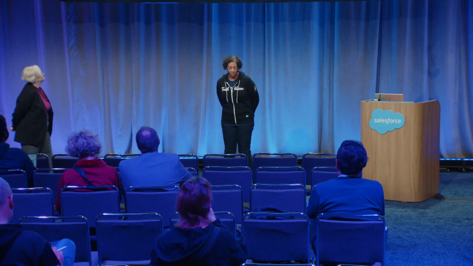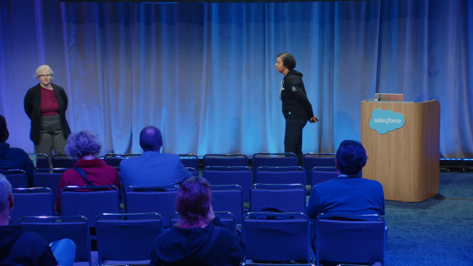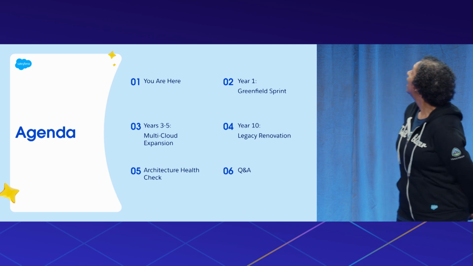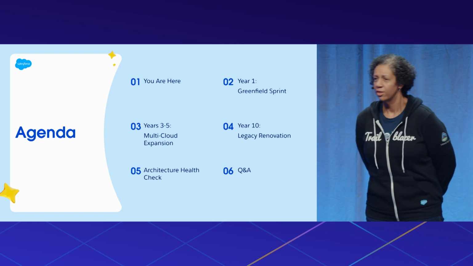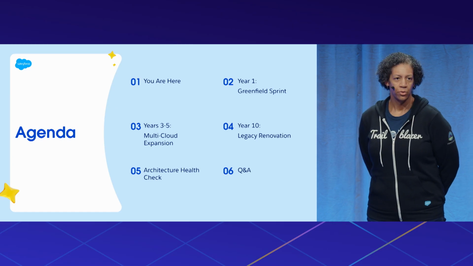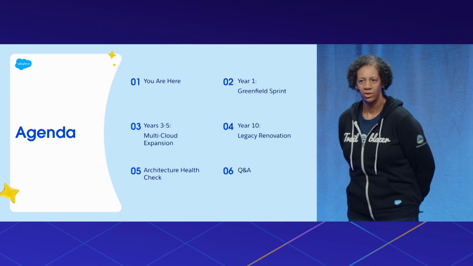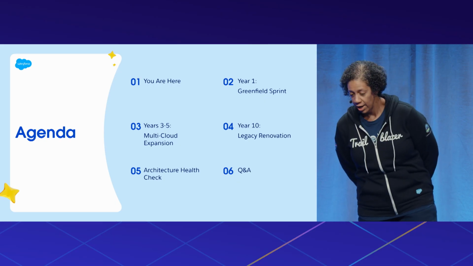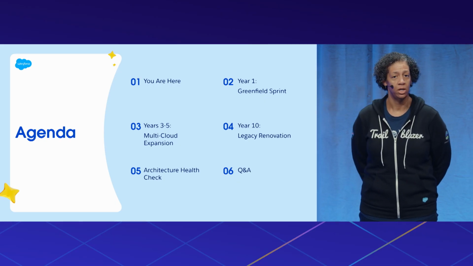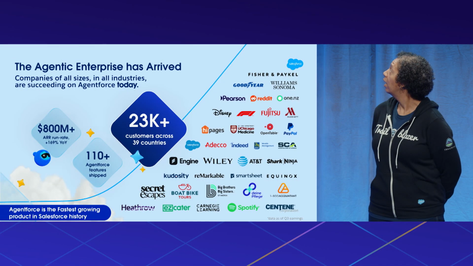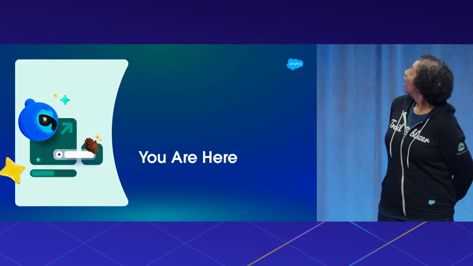All right, so here is our agenda for today. We are going to start by talking about where you are in your multi-cloud implementation journey. We'll talk about year one, the greenfield sprint. Year two, your multi-cloud expansion. Year three, your legacy renovation potentially, right? As things have continued to grow. We'll talk about an architecture health check, and then we'll have time for a Q&A. All right, so let's get started with year one. Let's get started with you are here.